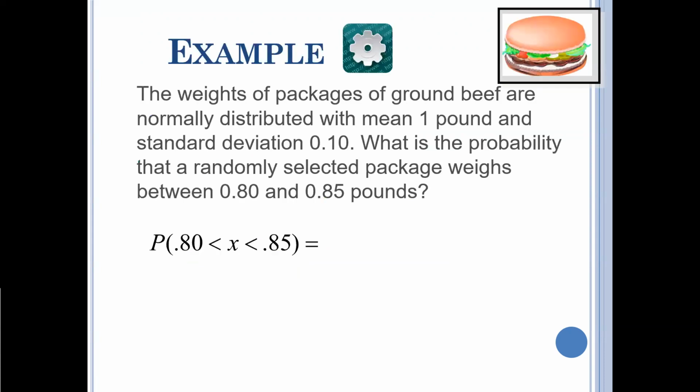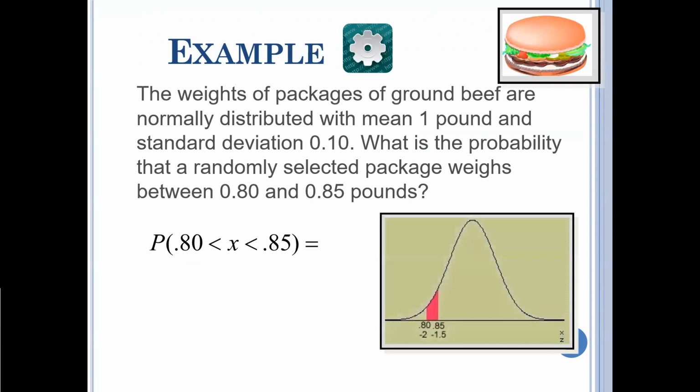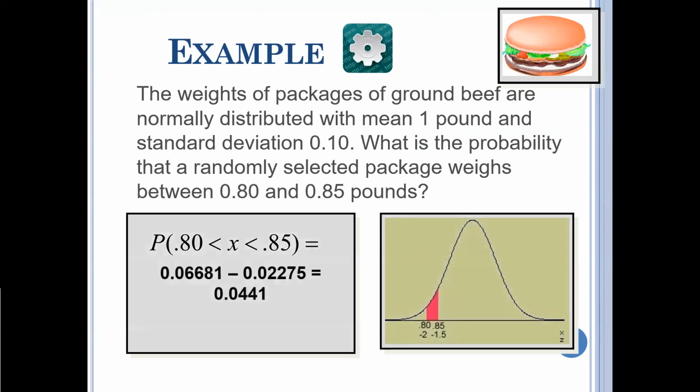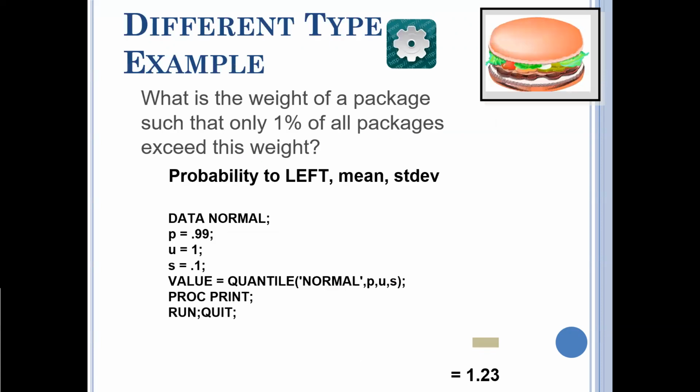All right, so here's another simple example, right? So all we have to do is, okay, that's visually what we're trying to find. We can plug that stuff into SAS. We can get the two values. We can subtract the differences, and there it is, just a little bit over 4%.